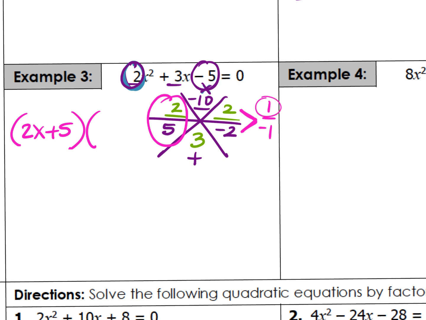Your x always goes with the numerator. So it's 1x minus 1. Okay? So that's your new equation. Do you follow on that?